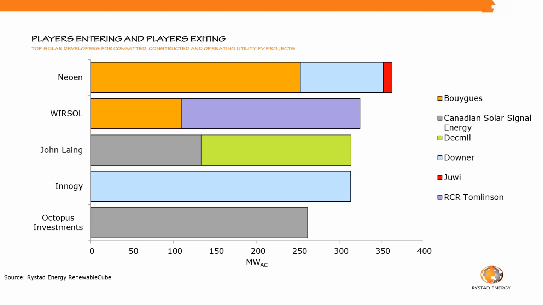So Neoen working with Bouygues in many solar farms in New South Wales, a lot of them commissioned last year. Versol worked with Bouygues and RCR on a lot of projects in Victoria and Queensland. John Lang Energy and Octopus came in with big splashes in terms of the size and scale of the projects that have come in here.